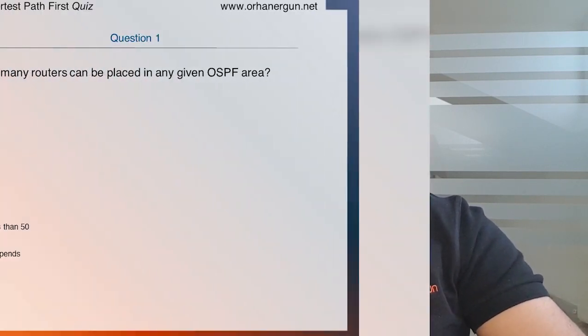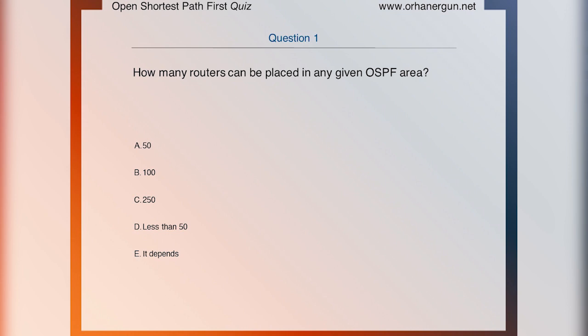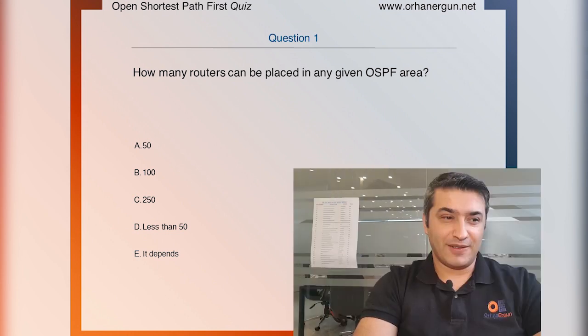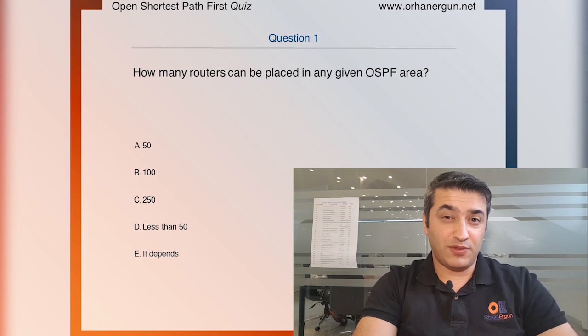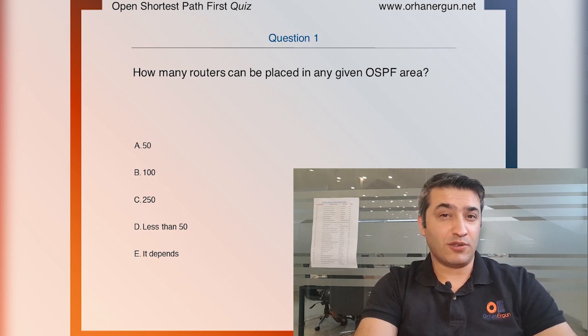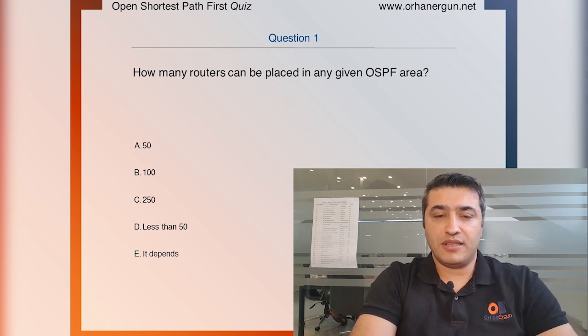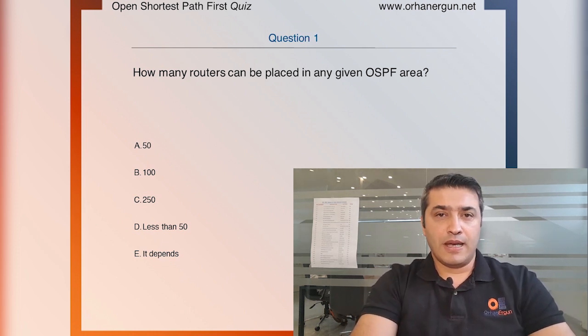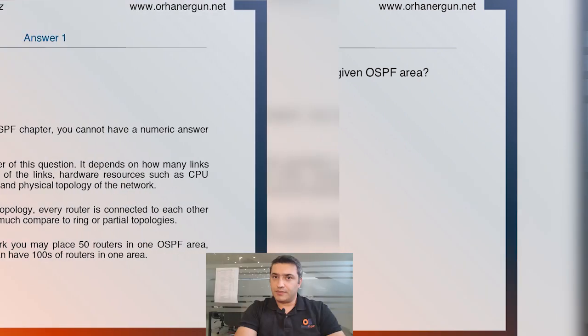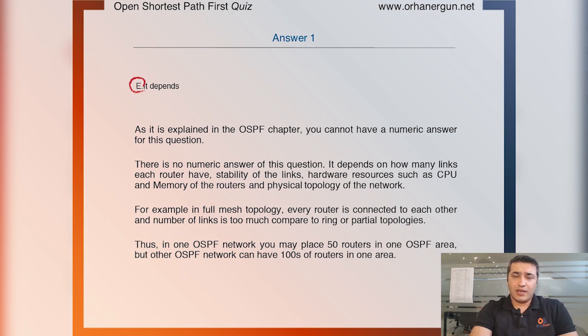So let's start. First question, how many routers can be placed in any given OSPF area? 50, 100, 250, less than 50, it depends. You might think now, if you read old Cisco documents, maybe 40, 50, you will say 50, but no. Answer: almost in any network design question, basically when you talk with the customer as well, it depends. It depends on many things actually here, okay? It's not 50. Even in the old days, you cannot say 50.